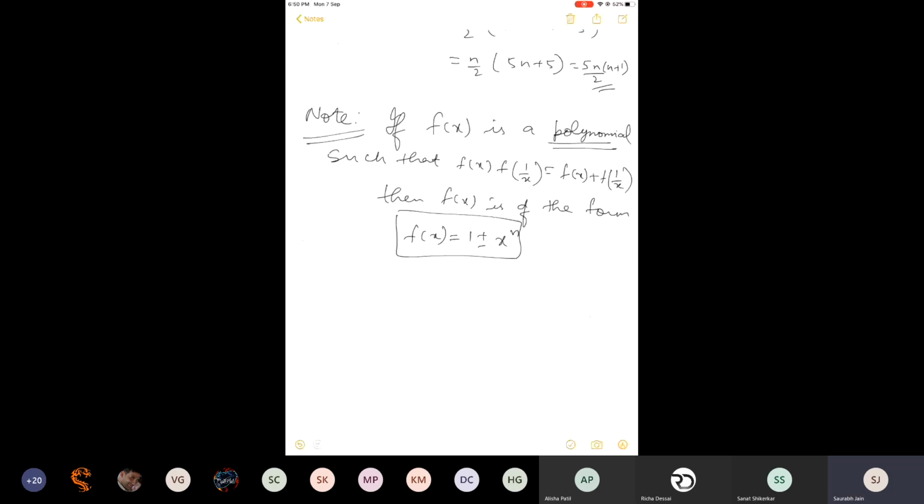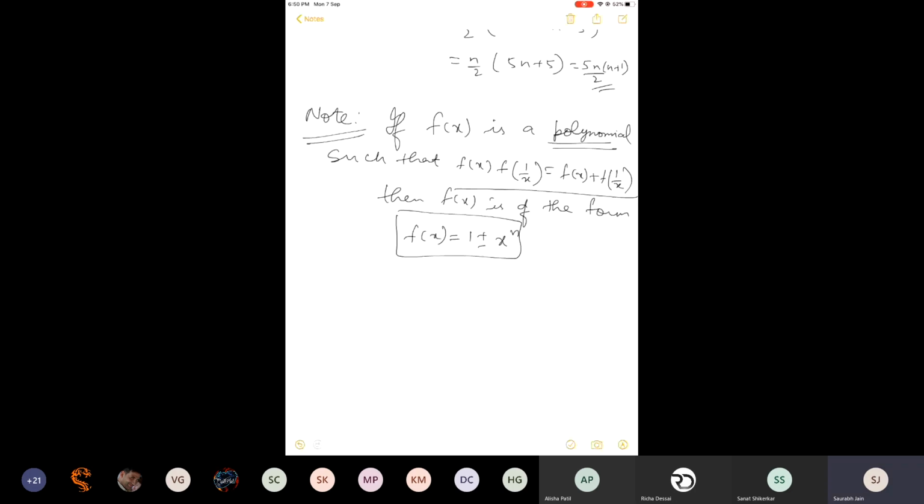They will give you this equation. On the left hand side, the product of the two terms, f(x) and f(1/x), and on the other side, the sum. If they say that f(x) is a polynomial function which satisfies this particular equation, then definitely it will be of the form 1 plus or minus x to the power n. We can verify this very easily.